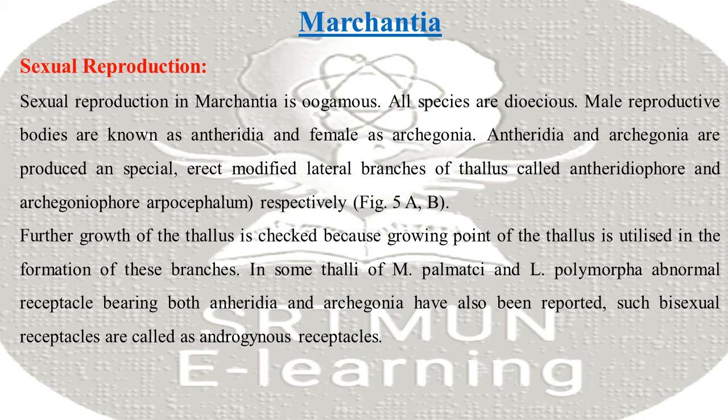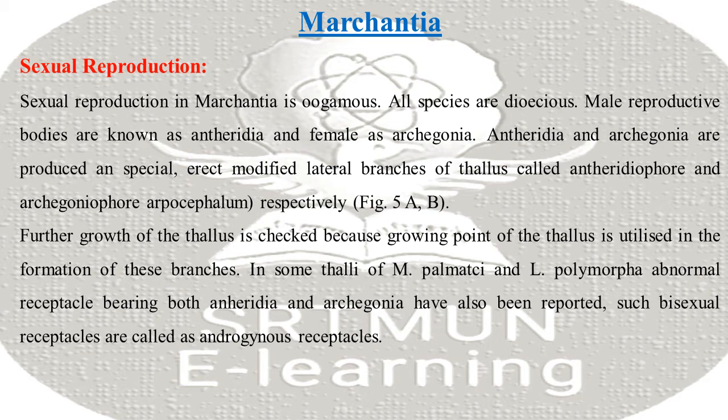Let us start. Sexual reproduction in Marchantia is oogamous. All species are dioecious. Male reproductive bodies are known as antheridia and female as archegonia. Antheridia and archegonia are produced on special erect modified lateral branches of the thallus called antheridiophores and archegoniophores respectively. Further growth of the thallus is checked because the growing point of the thallus is utilized in the formation of these branches. In some thalli of Marchantia palmata and Marchantia polymorpha, abnormal receptacles bearing both antheridia and archegonia have also been reported.